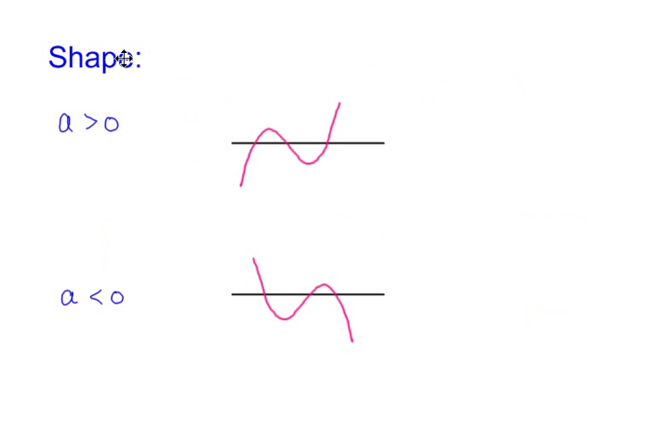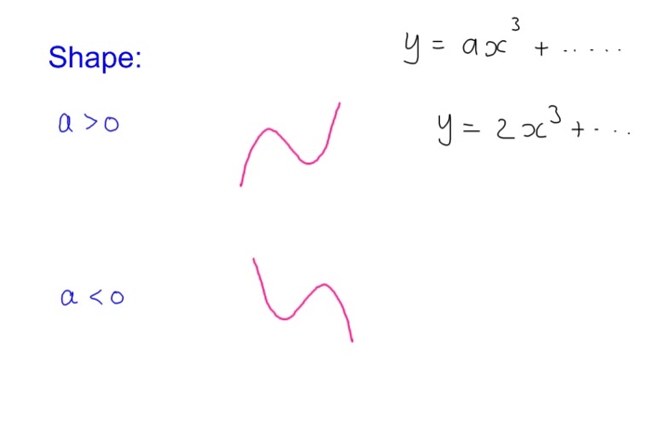The shape of the graph, well, if you look at the general equation, y is equal to ax cubed plus whatever, that's the key term there. If the coefficient of the x cubed term is greater than 0, so if it's positive, for instance y is equal to 2x cubed plus whatever other terms there are, then that's the general shape. Coming from the left towards the right, the graph increases to a maximum, decreases, and then increases again.